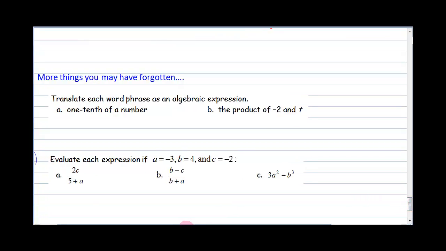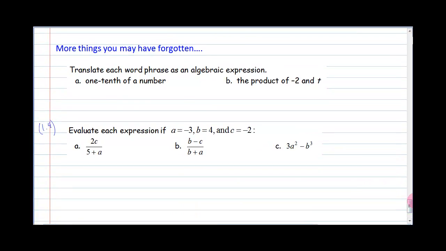I want to go over with you a few more things that don't really have a category to fit in as far as reviewing is concerned, but we will be using these later on. For example, if I wanted to translate these words into an algebraic expression, this says 1/10. That's pretty easy. Remember the word "of" means to multiply, so I'm going to represent it like that. And then anytime you have a number, that's where you put x. And let's use y in this case. So in other words, this is 1/10 y.